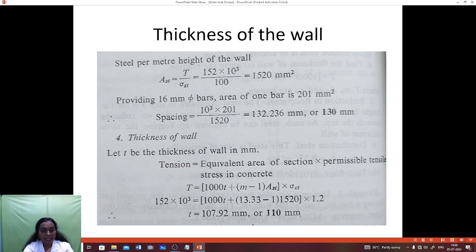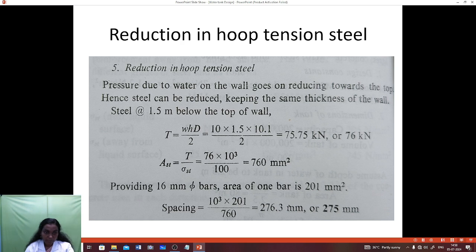It is taken as 110 mm. Okay. Then reduction in hoop tension steel. What is the reduction in hoop tension?